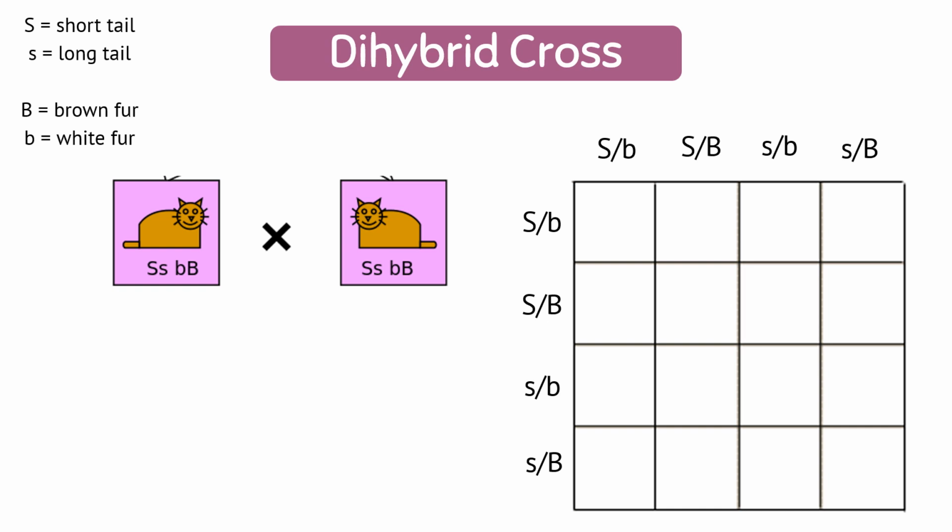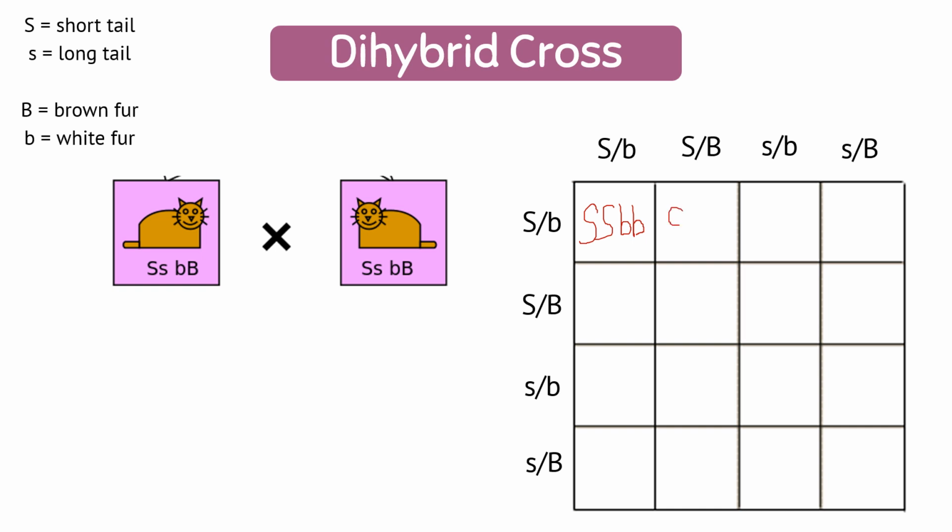So you would write it as capital S, lowercase b, lowercase b. Okay. Then we're going to move to this box over here. So we've got a capital S and capital S again, but this time we have a capital B and a lowercase b.